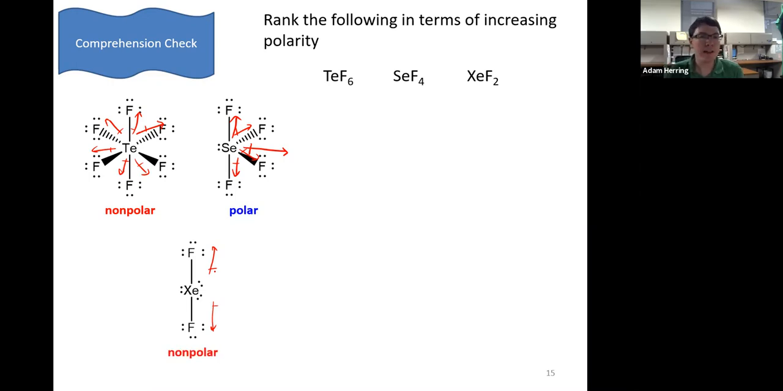So how do we rank them? We have two molecules that are equally nonpolar, therefore they have an equal polarity. And the selenium tetrafluoride is more polar than the other two.